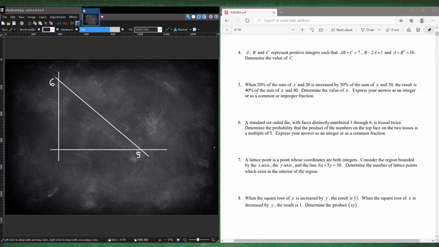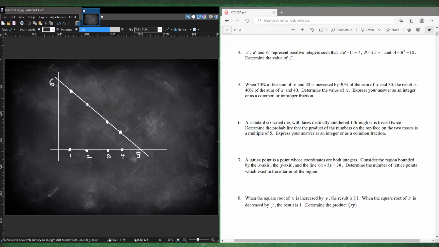Since the coordinates of our lattice points are both integers, that means x can only be 1, 2, 3, or 4. Let's space them a little more evenly. So these are the only x values where there can be lattice points in the interior of the region. Now we just need to find the y values, from the x-axis up to the line.